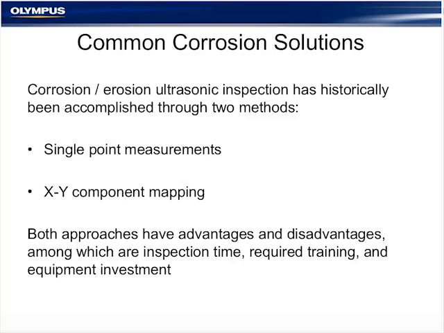The first and most common would be single point measurements. This is using typically a small handheld instrument to make discrete point thickness measurements throughout a whole component or a whole part. And a more sophisticated method historically has been XY component mapping. This often involves using a scanner, whether it's a handheld or a motorized scanner encoder, and collects data across 2 dimensions on a component.